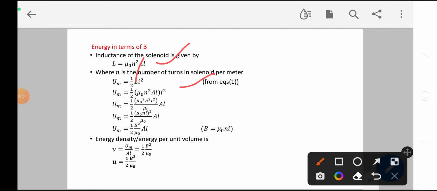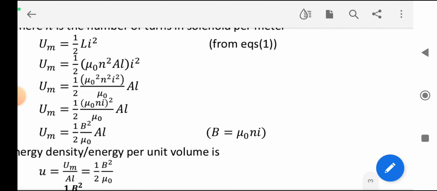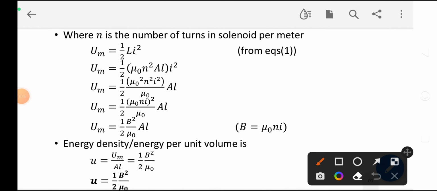Write this and here multiply and divide with mu naught. Multiplying and dividing with mu naught, then what happens? Already mu naught is there. If we multiply mu naught square and in the division mu naught, we get these three squares. So the square terms are written on one side, in a bracket, and outside A l is written. A is the area, l is the length. Area into length gives volume. Square terms, and write them with a common square, like this, after writing the common square.